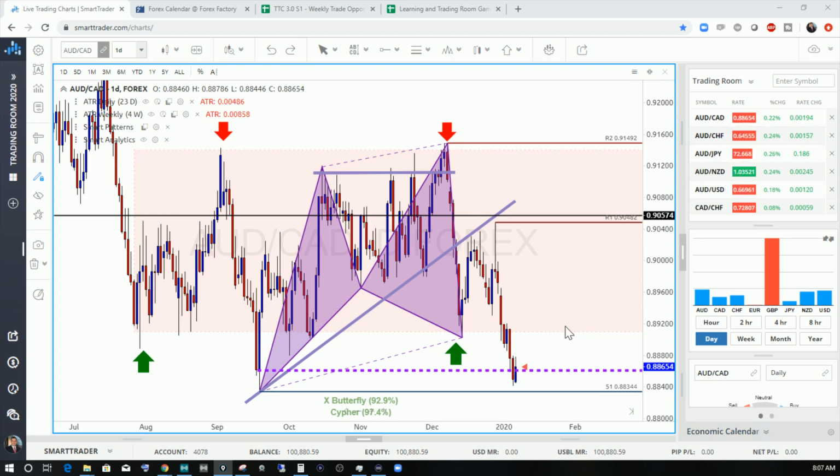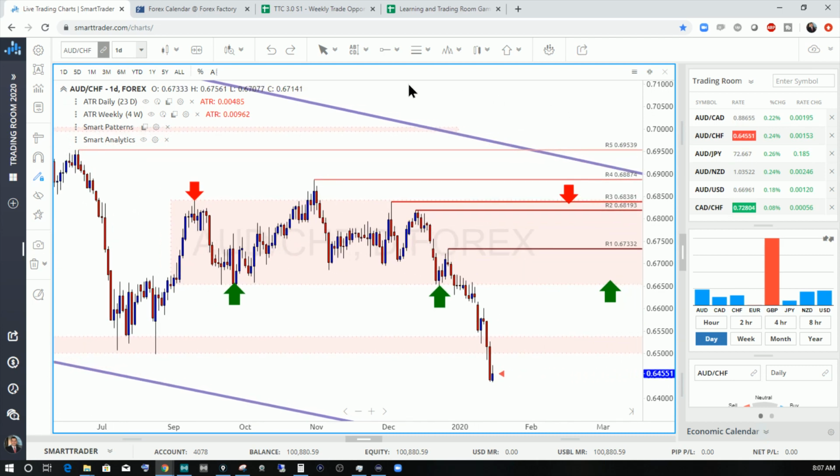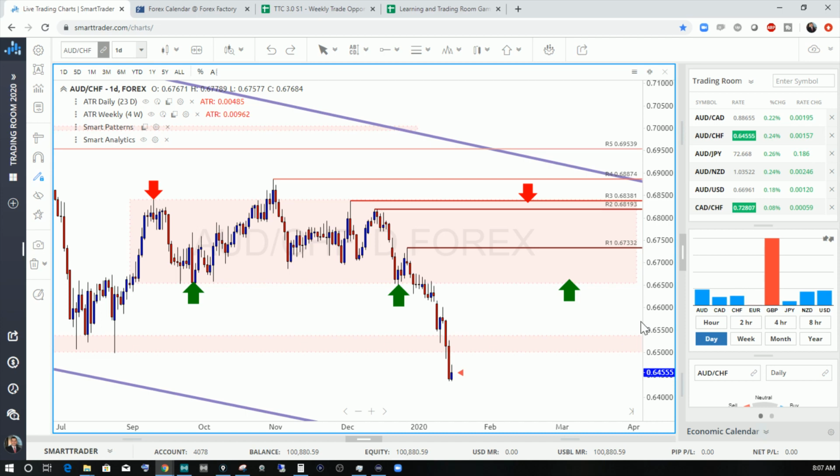And then connected with the technicals. It's got another Aussie cross right here. This is Aussie Swiss franc. And let's see if we've seen the same thing. No, we're not. All right, so I've got my actual data that's updated a little bit better now.